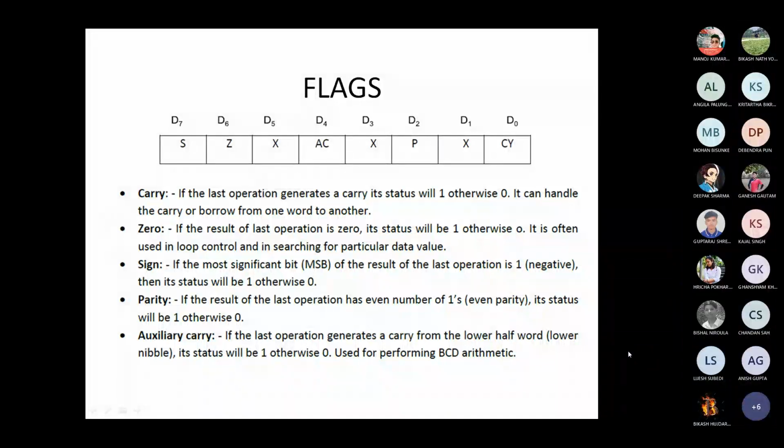So lots of flags are there and they indicate a variety of conditions.